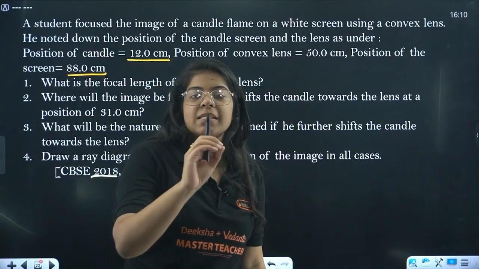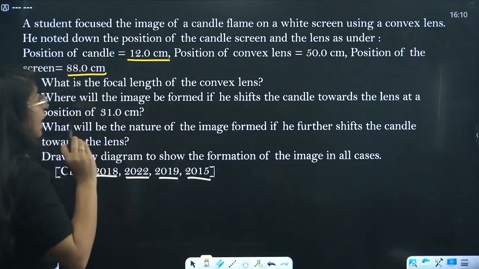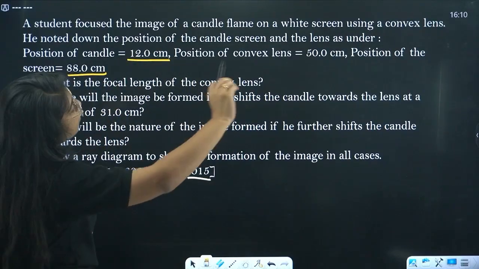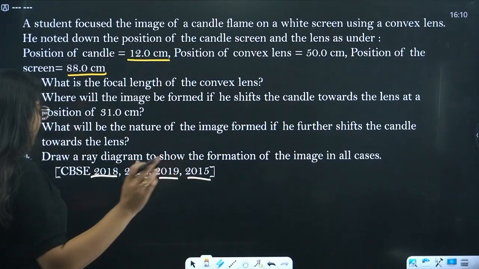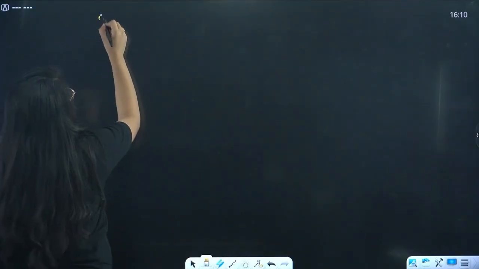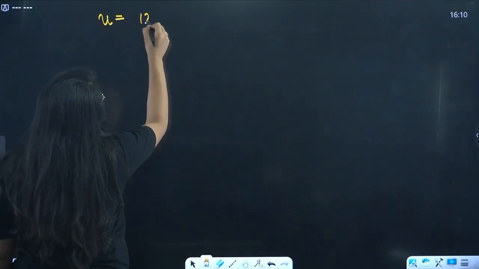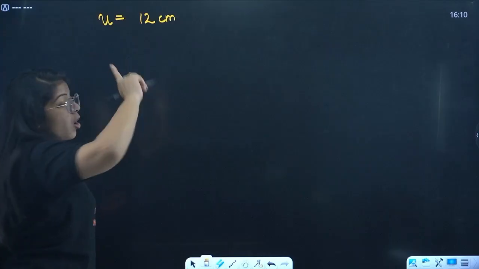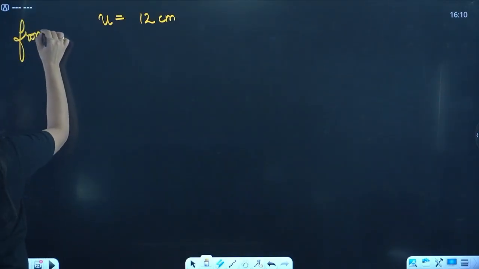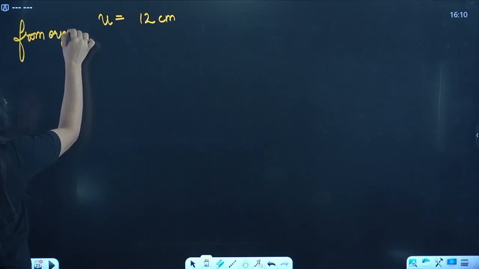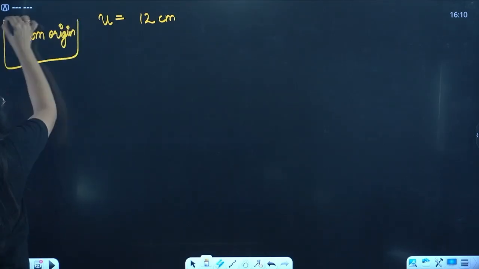All these distances are from origin, and you will see how. Let's see the position of candle. Your candle is your object, right? So the position of candle is 12 centimeter from origin. All these distances are from origin. And how will I know that these are from origin? I will tell you that.